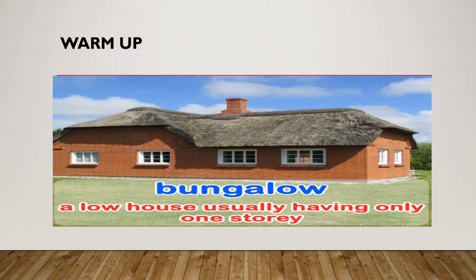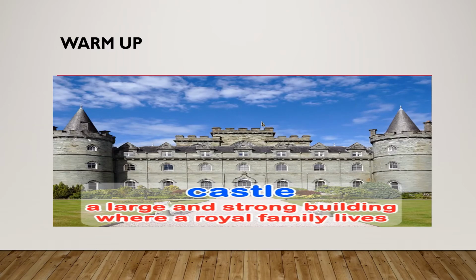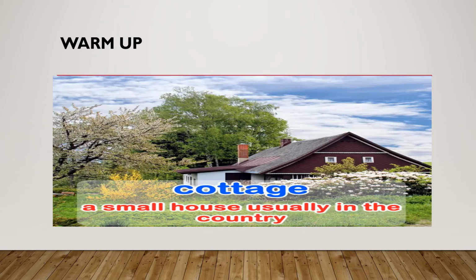A bungalow is a low house, usually having only one story. Cabin. A cabin is a small and simple house made of wood. Castle. A castle is a large and strong building where a royal family lives. Cottage. A cottage is a small house, usually in the country.